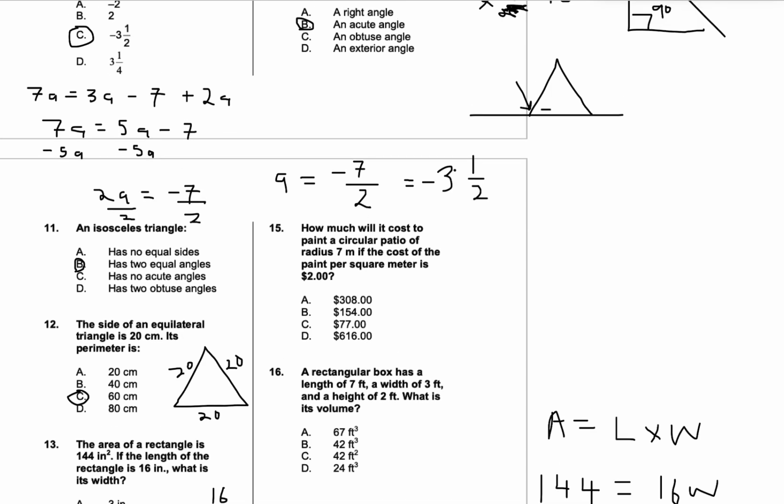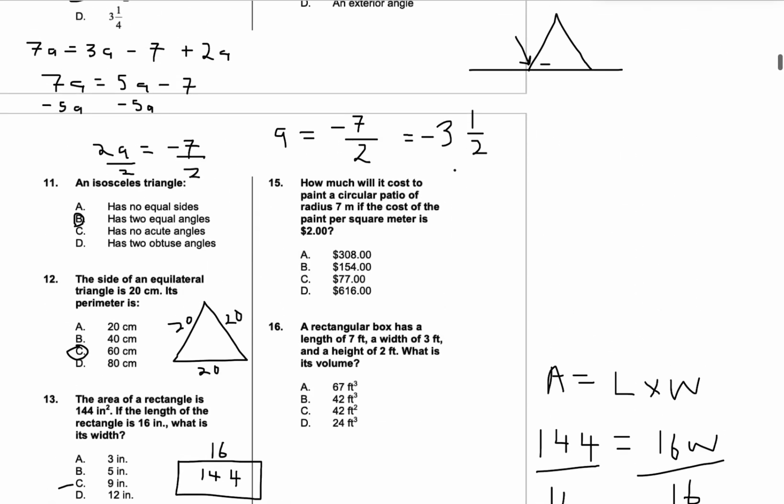And then number 15. Yep, number 15 says, how much will it cost to paint a circular patio of radius 7 meters if the cost of the paint per square meter is $2? So maybe what we need to figure out is the area of the patio. Right, so drawing a circle again and using the radius, which is 7 in our case, we can get the area. The formula to get the area is pi r squared.